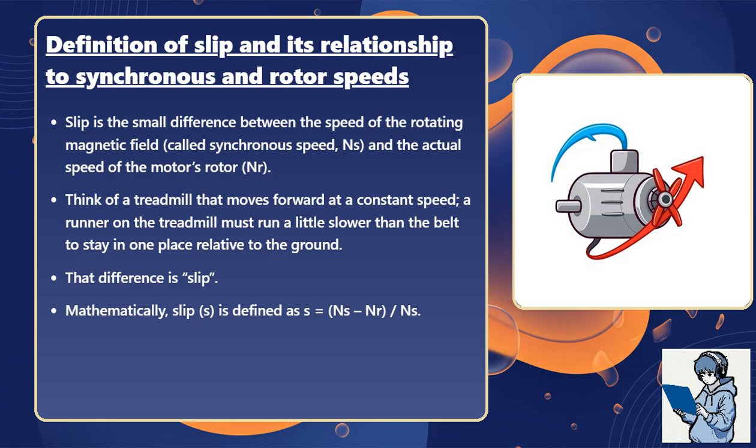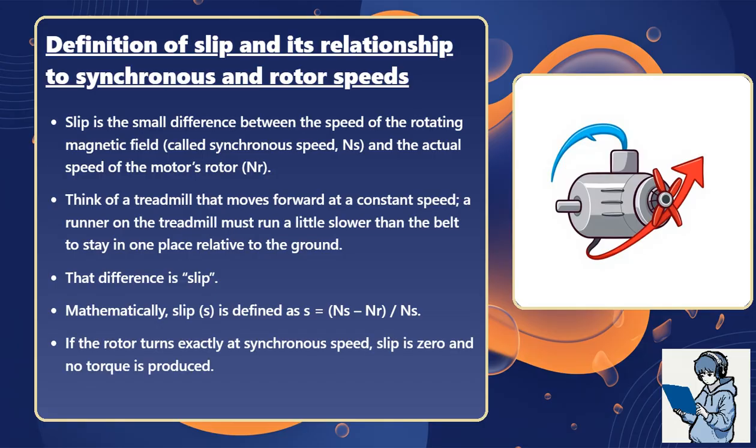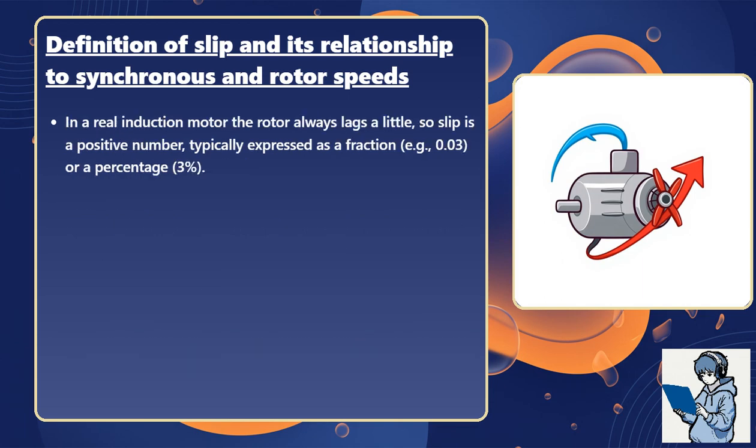Mathematically, slip S is defined as S equals NS minus NR divided by NS. If the rotor turns exactly at synchronous speed, slip is zero and no torque is produced. In a real induction motor, the rotor always lags a little, so slip is a positive number, typically expressed as a fraction, for example 0.03, or a percentage, 3%.